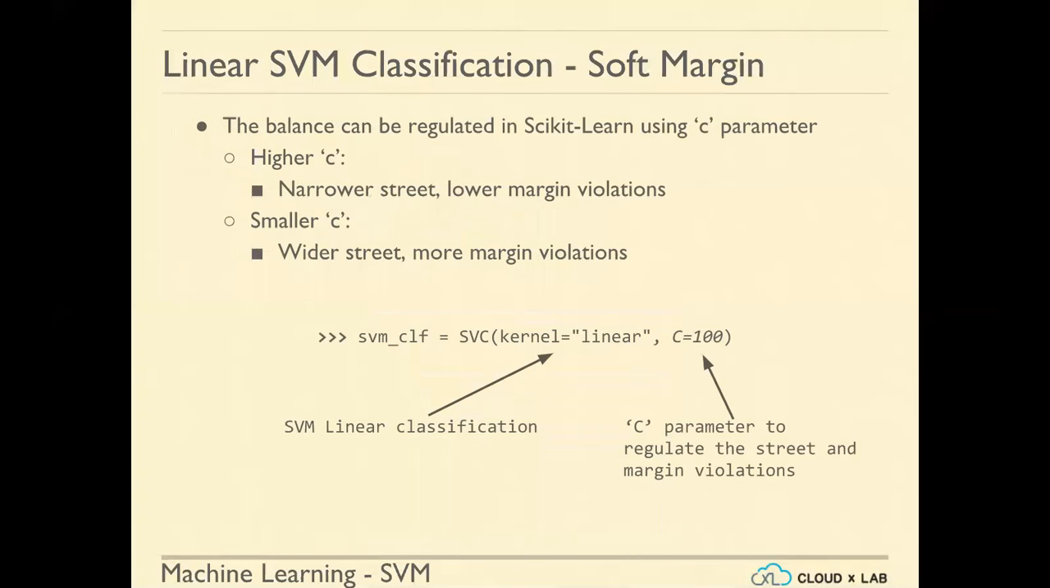So if we have higher C, the street is going to be narrower, and there will be fewer margin violations. If C is smaller, the street is going to be wider and there will be more margin violations.